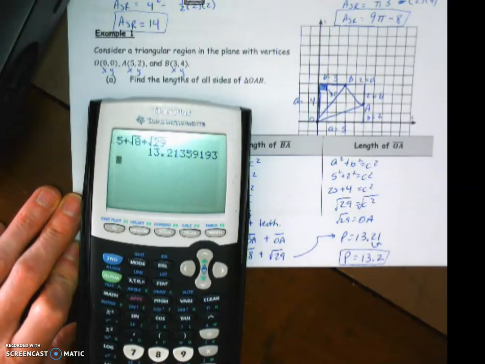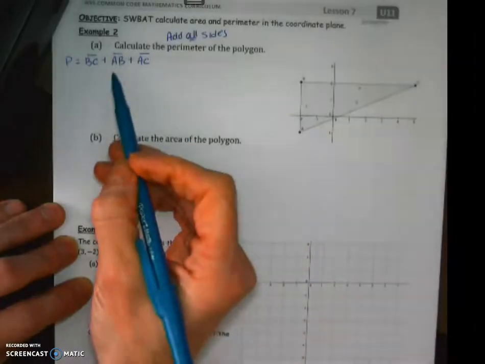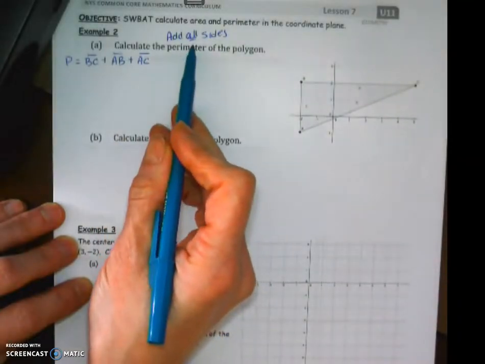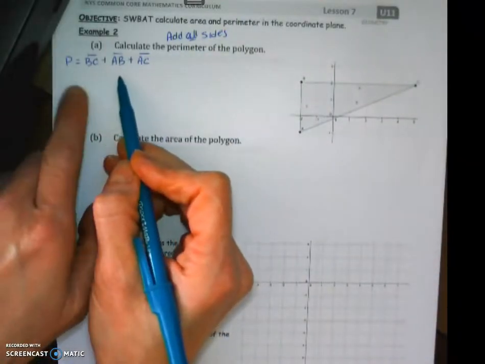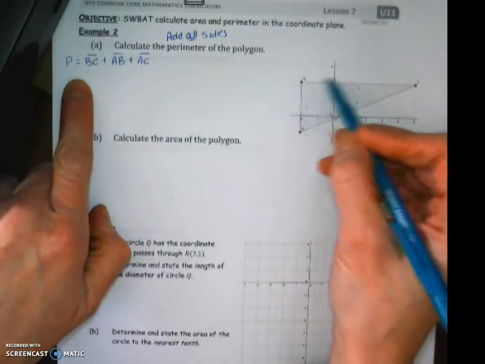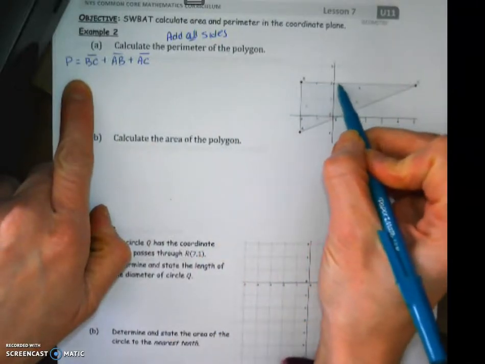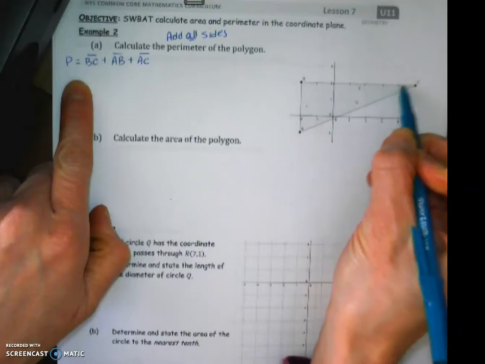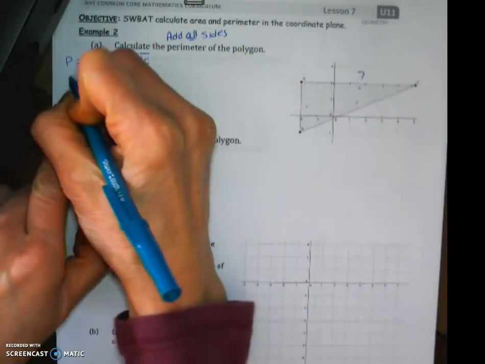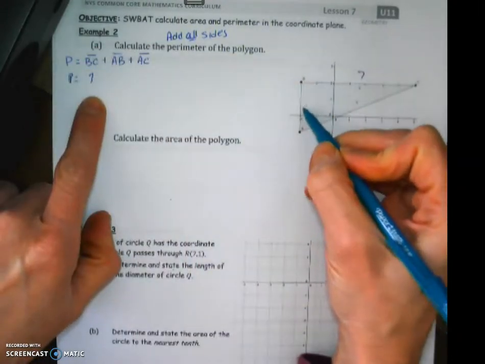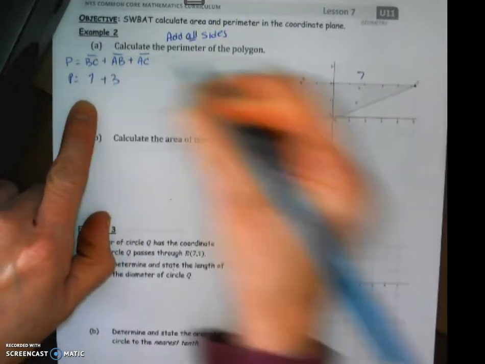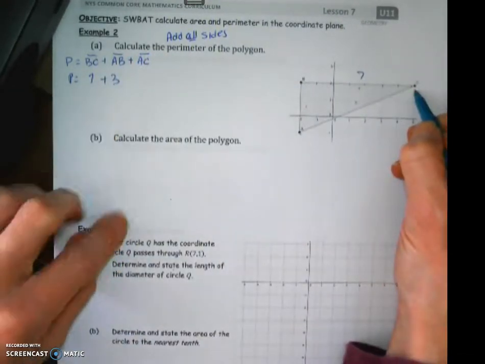Excellent job. Example number 2 says calculate the perimeter. Again, that means to add all sides of the polygon. So the perimeter means to add the length of BC. Now that's a straight length, so I'm just going to count. 1, 2, 3, 4, 5, 6, that's 7 units for BC. The length of AB is 1, 2, 3 units. But the problem with AC is that it's a diagonal, and I can't count boxes.